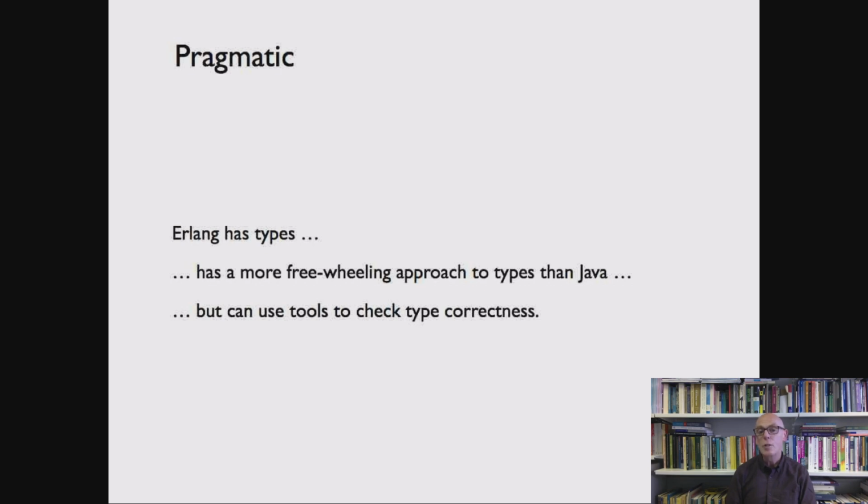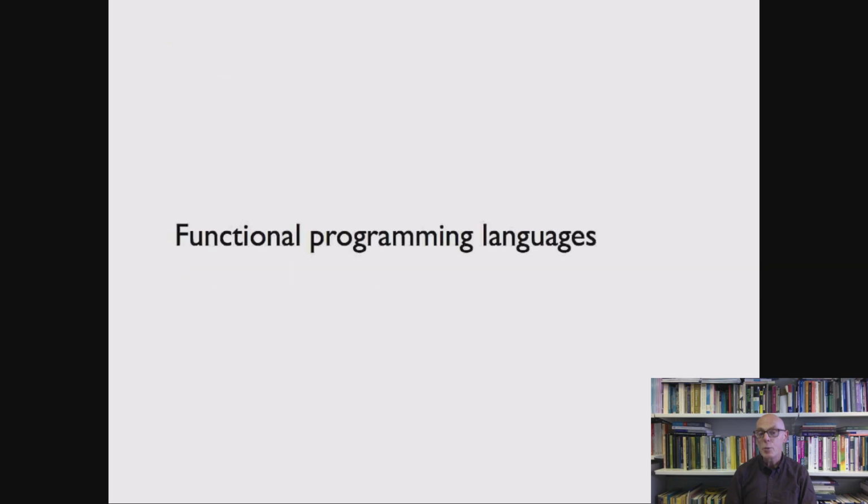Now, it has a more freewheeling approach in the language, but there are tools that one can use, like Dialyzer and Typer, to check type correctness, to check that certain sorts of type errors aren't happening. So though the language itself is relatively freewheeling, there are tools that one can put on top of it that will help to ensure the safety of the programs that we write. So there's that nice pragmatic balance.